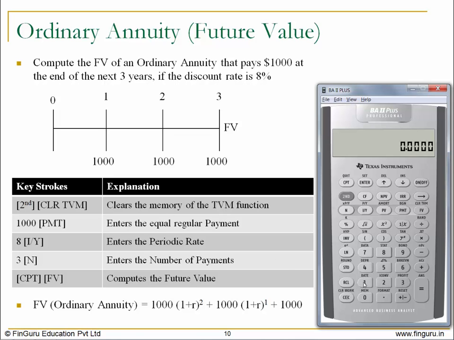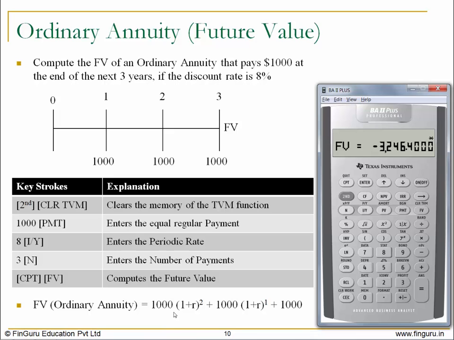Now punch in the values of 1000 being the PMT, 8 being the I by y, 3 times is the cash flow being received, the number of times the payment is being received, and compute the future value, which comes out to be 3246.40. Notice that the $3,000 invested at the end of first, second, and the third year at a rate of 8% per year is yielding 3246.40.